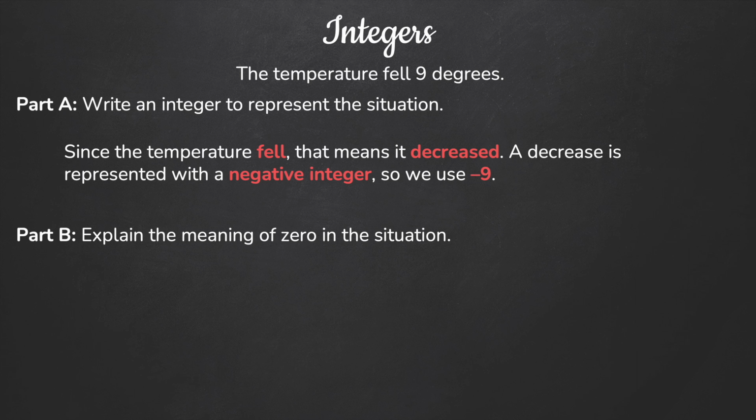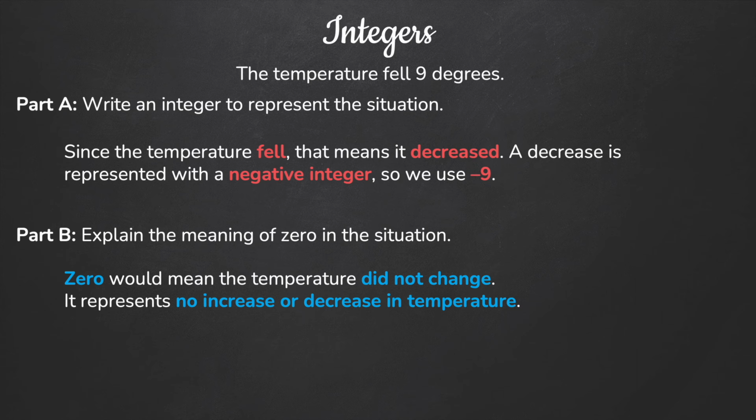Part B says to explain the meaning of 0 in the situation. 0 would mean the temperature did not change. It represents no increase or decrease in temperature.